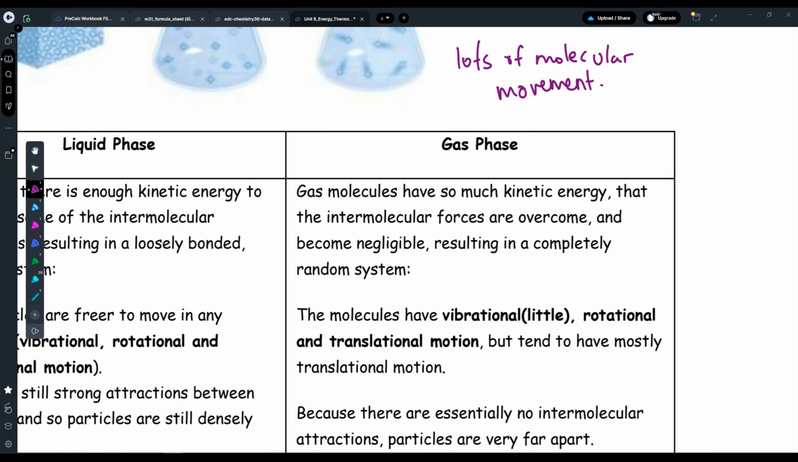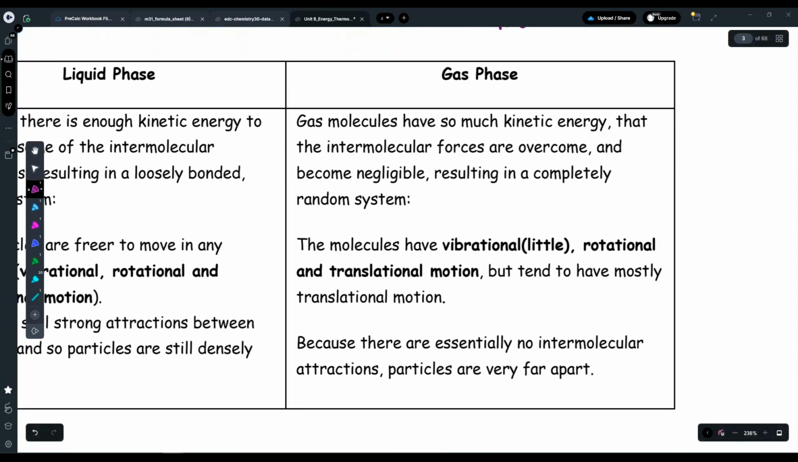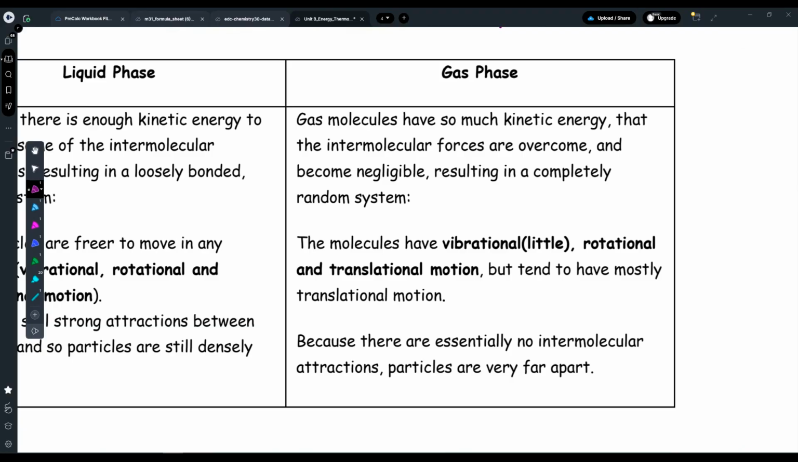So what they mean by that is that the molecules are moving around so fast, and because the intermolecular forces aren't very noticeable, the molecules are moving completely randomly. So molecules have a little bit of vibrational, rotational, and translational movement, but mostly it's translational motion. Because there are essentially no intermolecular attractions, particles are very far apart.